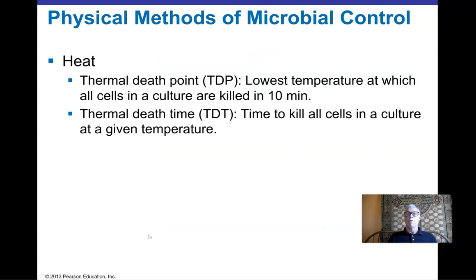So physical methods of microbial control. Heat is our first example, and a couple of terminologies here that are used especially in industrial settings. The thermal death point is the lowest temperature at which all the cells in a particular culture are killed in 10 minutes. So if you're trying to devise a process for preparing some industrial substance, maybe it's food or a medicine, the thermal death point would let you know what minimum temperature you would need to get rid of the microbes.